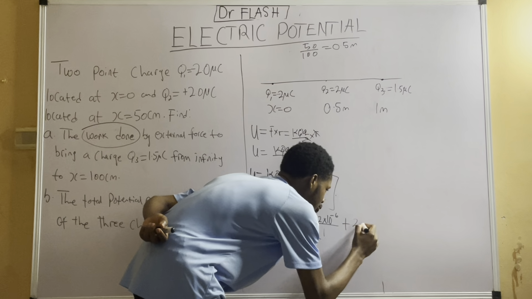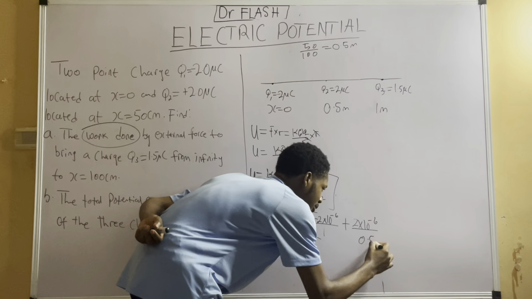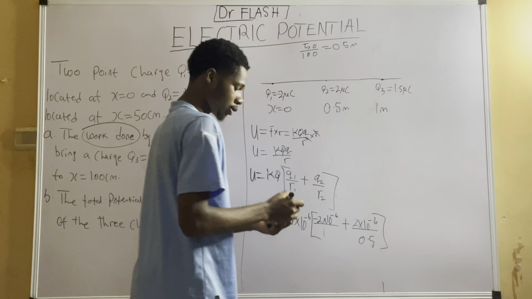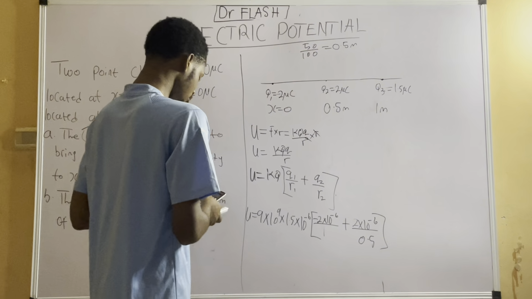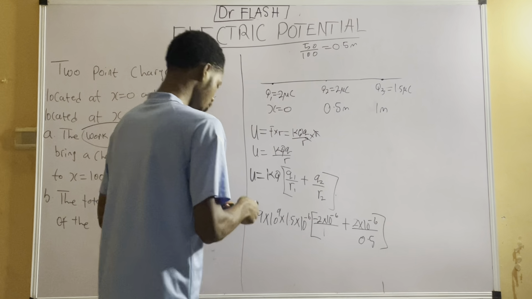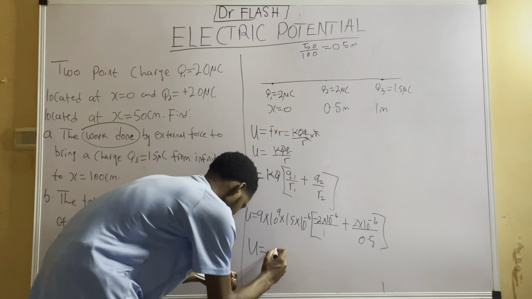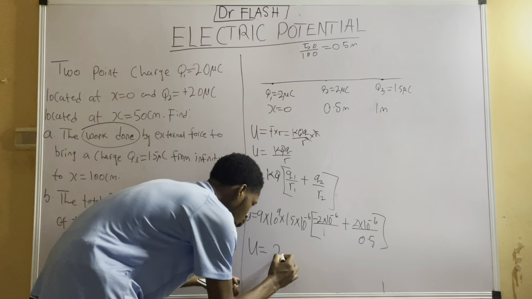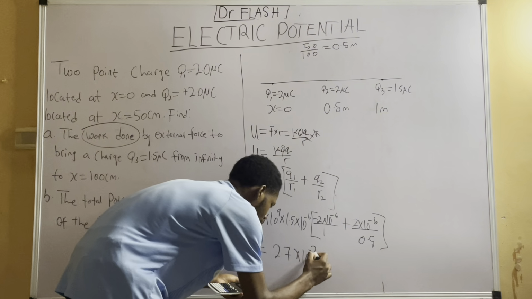So we're going to get 2 times 10 to the power of minus 6, which represents micro, divided by 0.5. Now, if we do this on the calculator, by solving the value on the calculator, we're getting the value of U equals 2.7 times 10 to the power of minus 2.